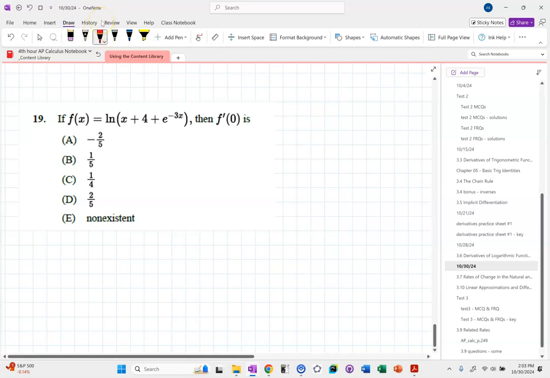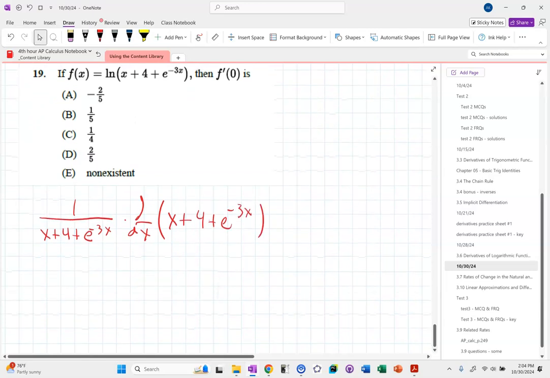So when I look at this, I see 2 chain rules, right? I see a chain rule for the natural log, and I see another chain rule with the e to the x, but they're not linked together so much. The outermost function is the natural log, so that's going to be 1 over its insides times the derivative of its insides. Now, the derivative of x is 1. The derivative of 4 is 0.